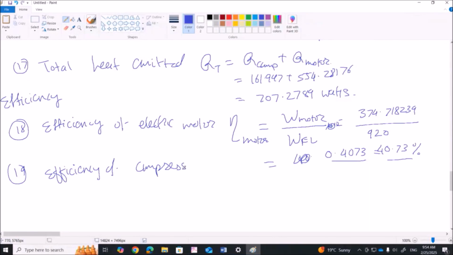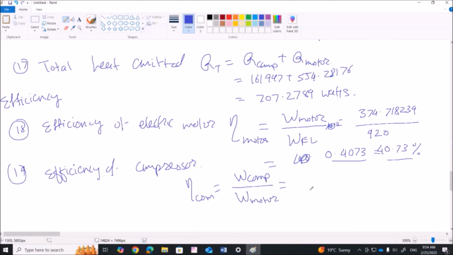Efficiency of this is called mechanical efficiency. The compressor has a lot of efficiencies. I will explain here now. So the first efficiency is input by output, I will calculate that. Efficiency of the compressor is equal to the output of the compressor, the work done by the compressor, divided by the input, W motor.